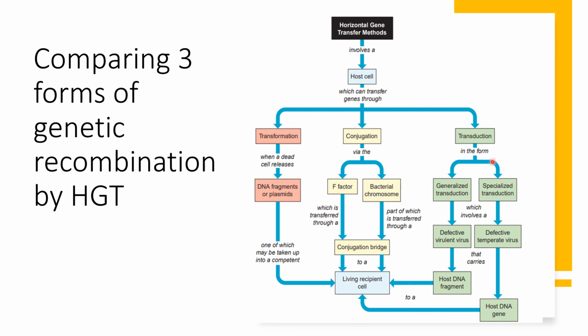And the third way, where we have two types of transduction called generalized and specialized transduction, a virus will be involved. It could be a virulent phage or it could be a temperate phage, which will transfer the DNA from the donor cell to the recipient cell. So again you will get a recombined recipient cell. So just pause this slide and go through it to compare and understand the three forms of horizontal gene transfer in a better way.